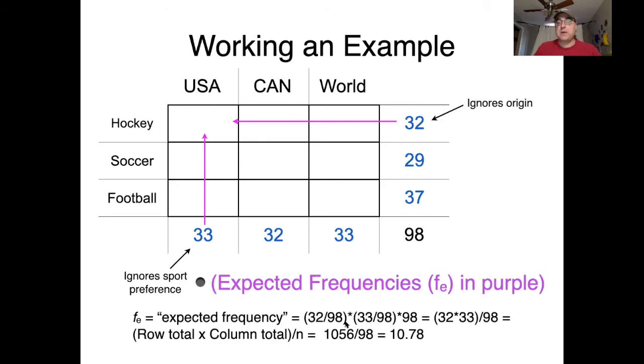So this is 32/98 times 33/98 times 98. Well, one of those 98 pairs is going to drop out because it's 1. So you end up with this expression: 32, the marginal total, times 33, the other marginal total, divided by 98, the grand total number of people. That will always give you the correct expected frequency for that cell. All right, so in this case, 32 times 33 is 1056, divided by 98 is 10.78. That's the number that goes in that box for the expected number of USA hockey fans.